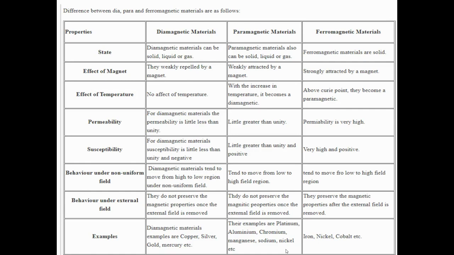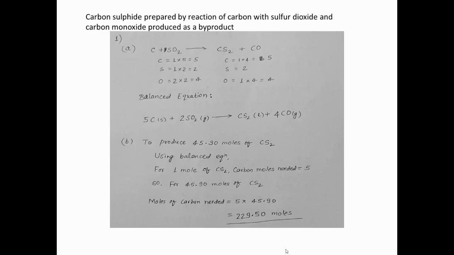Examples of diamagnetic materials: copper, silver, gold, mercury, etc. Platinum, aluminum, chromium, manganese, sodium, nickel are examples of paramagnetic materials, and iron, nickel, cobalt are examples of ferromagnetic materials. So here it is.